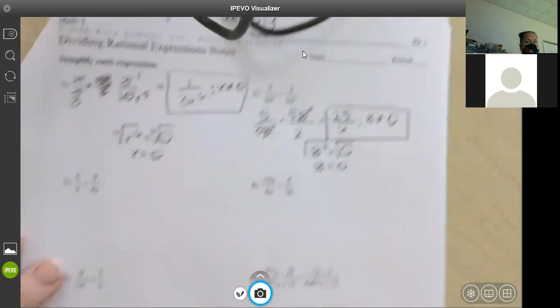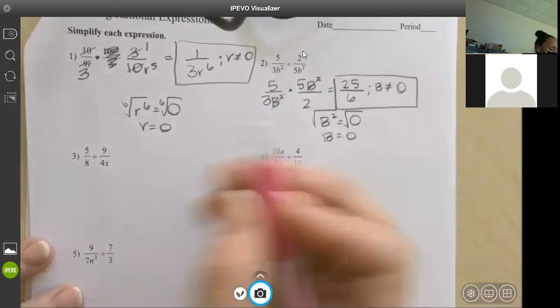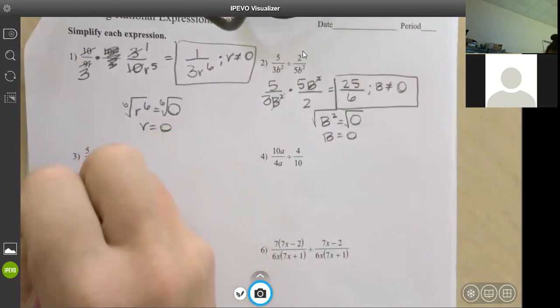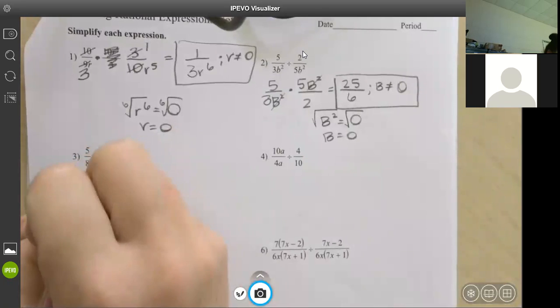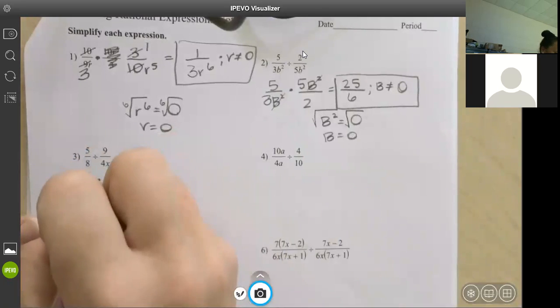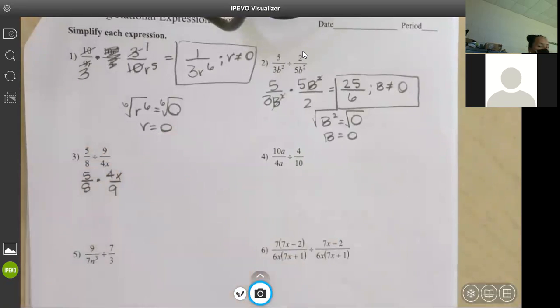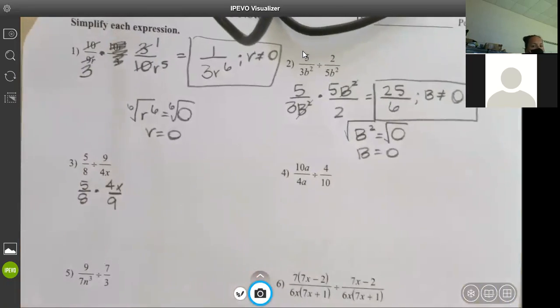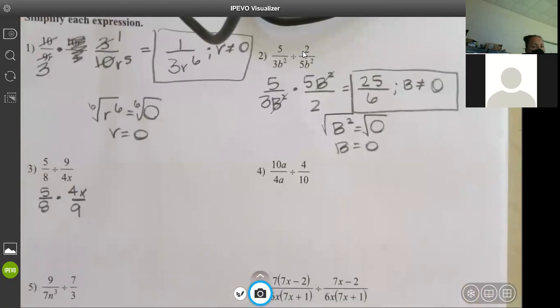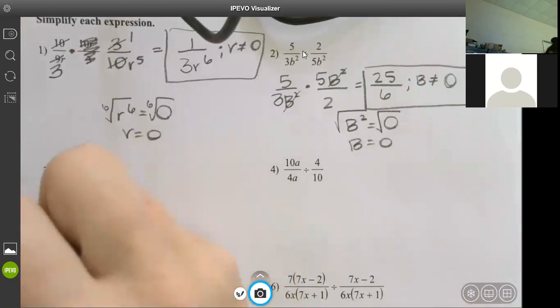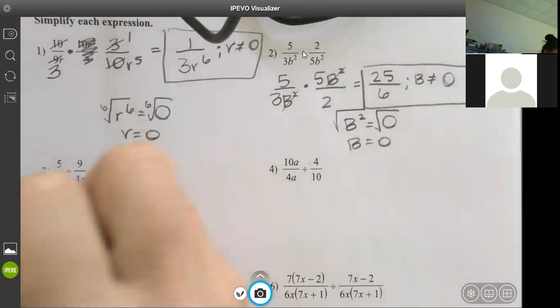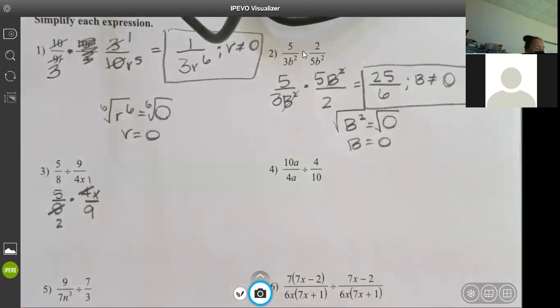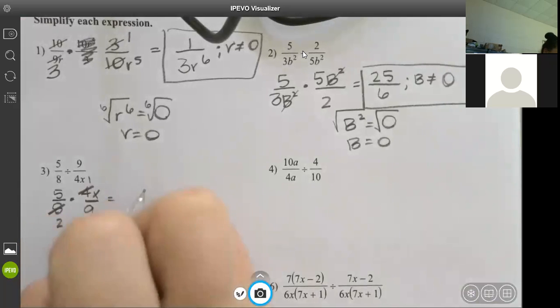All right, same thing on this one. 5/8 stays. I'm going to change it to multiply and then flip it over, 4x over 9. What can I reduce? The 4 and the 8. Sorry, y'all. I know that's probably making you crazy. The 4 will go to a 1. The 8 goes to a 2. There is absolutely nothing else that I can simplify, so I'm going to multiply straight across.